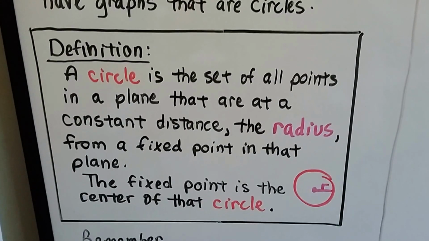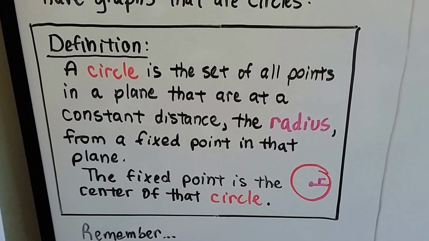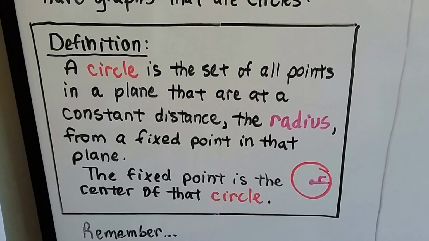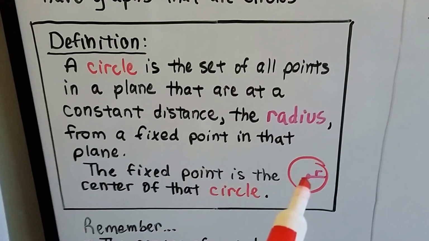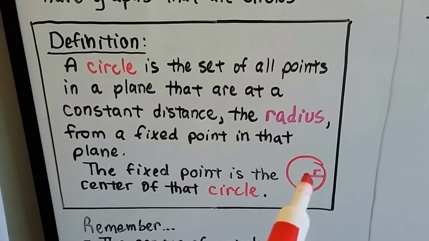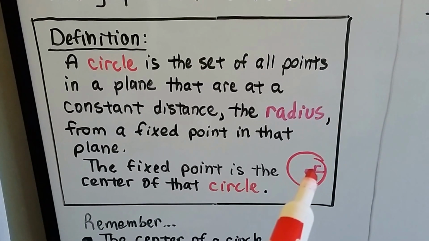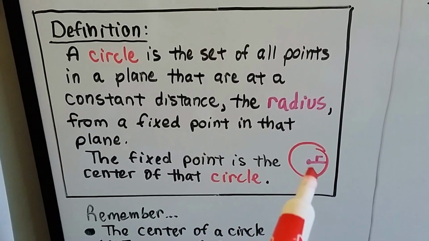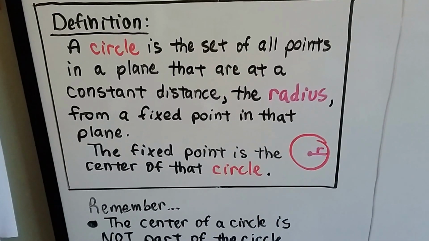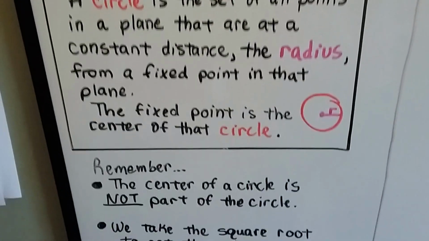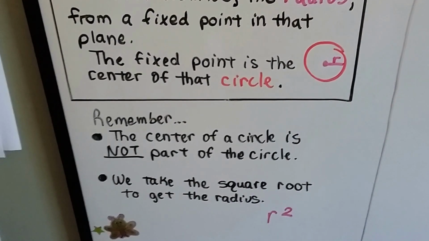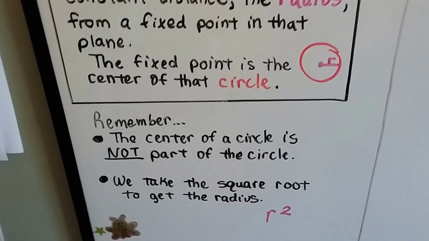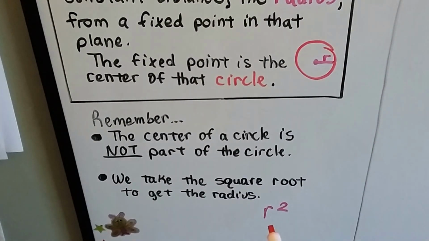So here's our definition. A circle is a set of all points in a plane that are at a constant distance, the radius, from a fixed point in that plane. And that fixed point is the center of the circle. So it's the set of all points in a plane that are a constant distance from that center point, okay? And that distance is the radius. So remember, the center of a circle is not part of the circle, it's just the center of it. And remember that we take the square root to get the radius. We do r squared, don't we?